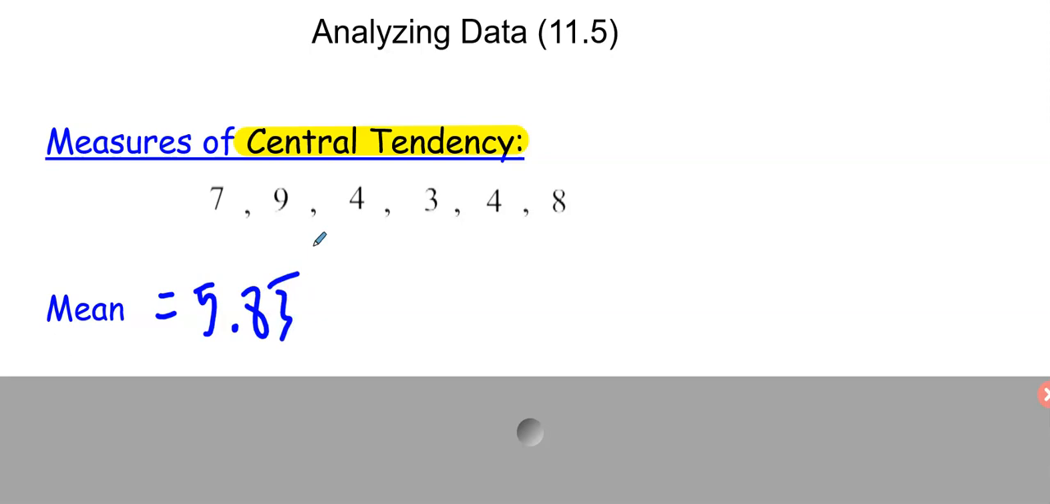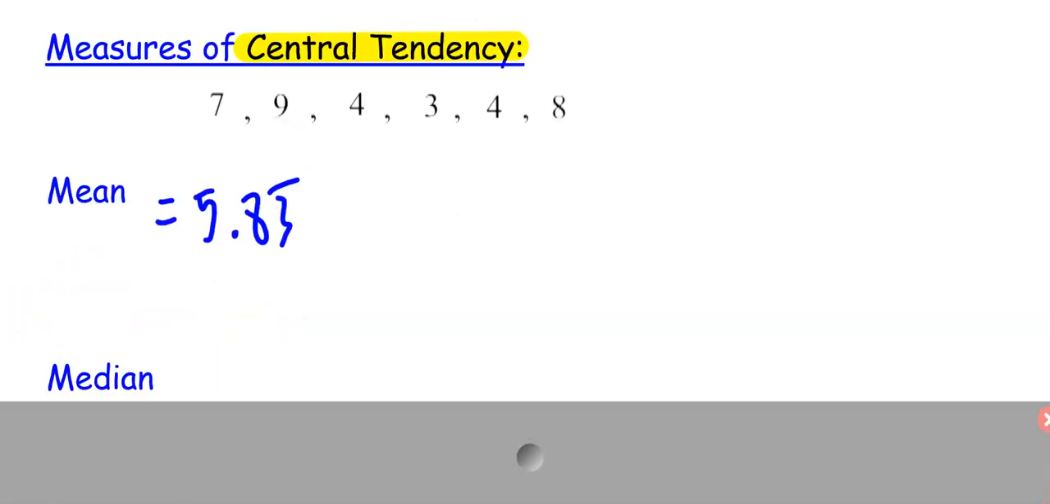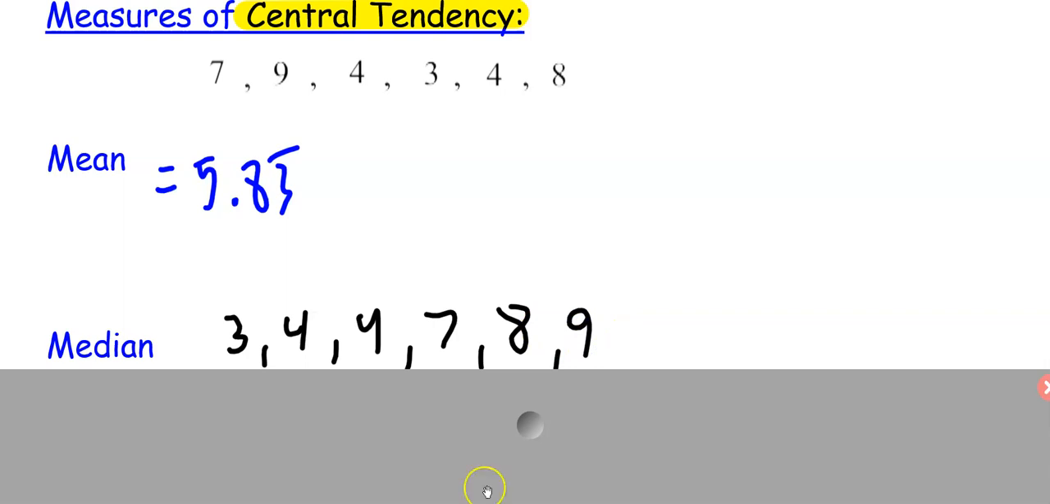Which makes sense, the 5 is somewhere in the middle there, but another measure of center is the median. So to find the median, I'm sure you probably know this as well, but let's just see. To find the median, you first want to put the numbers in order. So I'm going to put those in order. 3, 4, 4, 7, 8, 9. So you find the middle number.